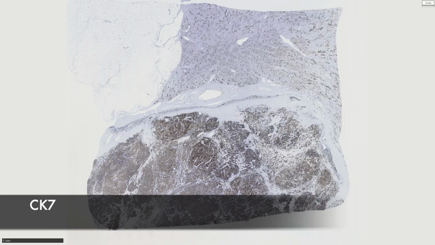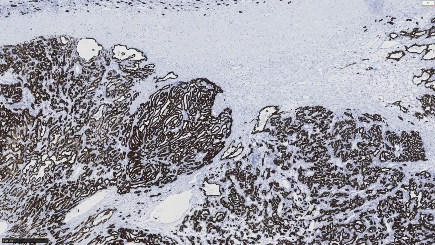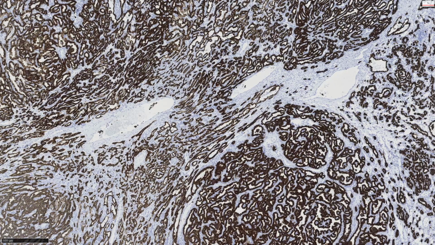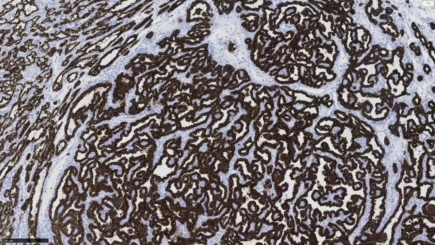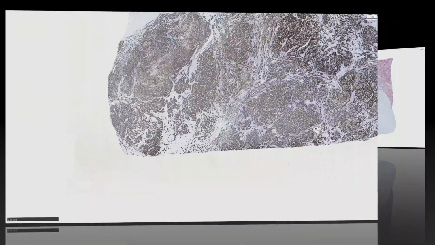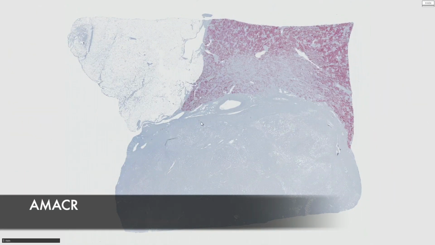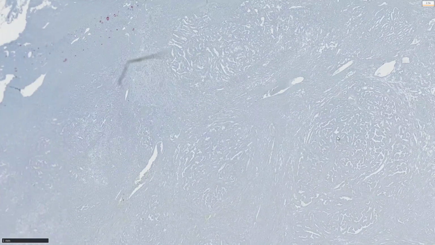I like the next one. CK7 is diffusely positive. Let's put it this way. It's unlikely for a clear cell RCC as low grade as this one we are looking at now to show diffuse positivity like this. Next one is AMACR. That's negative most of the time. This is in contrast to papillary RCC, in which we usually get diffuse positivity.